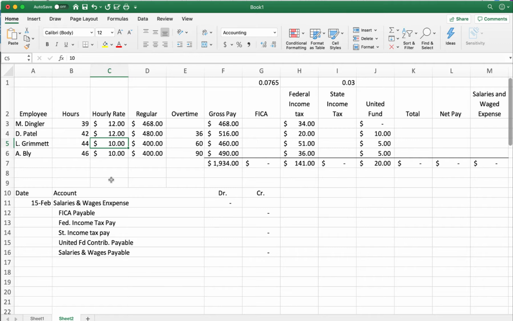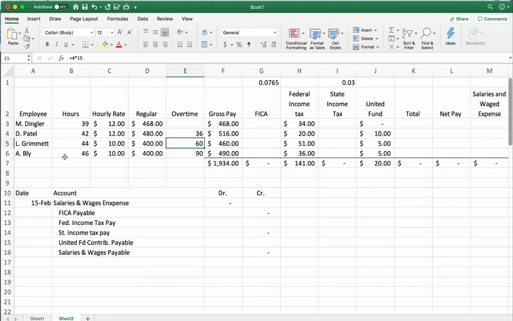Same thing with Grimmett, right? Grimmett worked overtime. How do I know that? Well, because her hours are 44, not 40. So to get the regular wages, I multiplied 40 hours times the hourly rate. And then to get the overtime, I took the hours that Grimmett worked overtime, which was 4, and I multiplied it by 15. Where'd you get the 15 from? Well, remember, it's time and a half. So for anything over 40, she's going to get her base pay of $10 per hour plus half time, which would be $5. So the total is 15.